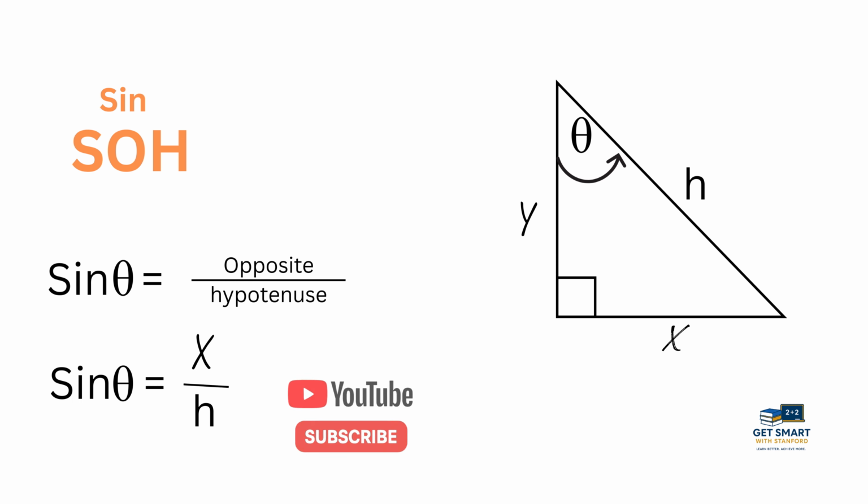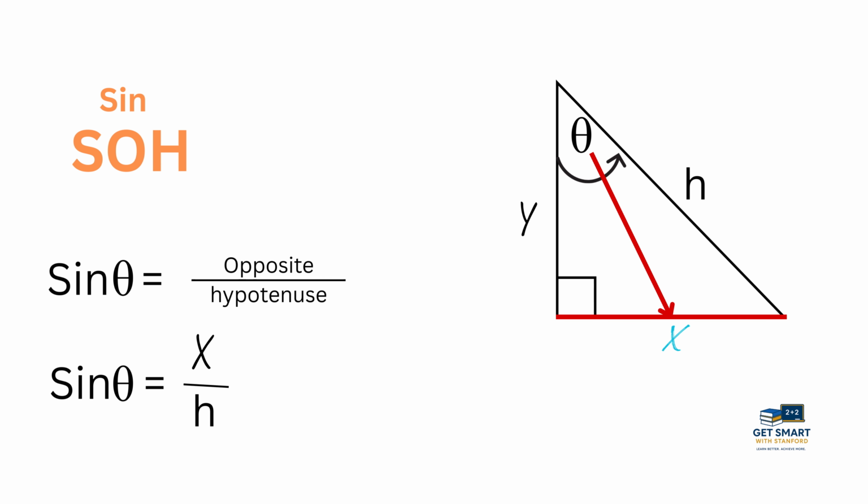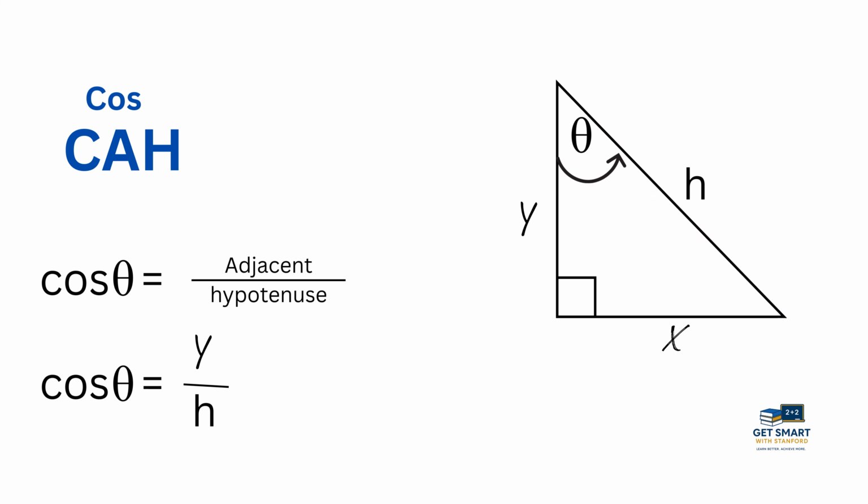But we need to always remember to give an angle of reference. And in relation to this right angle triangle, we will say the sine of theta equals opposite over hypotenuse. The opposite of the angle theta is x and the hypotenuse is h. H is the longest side in a right angle triangle.